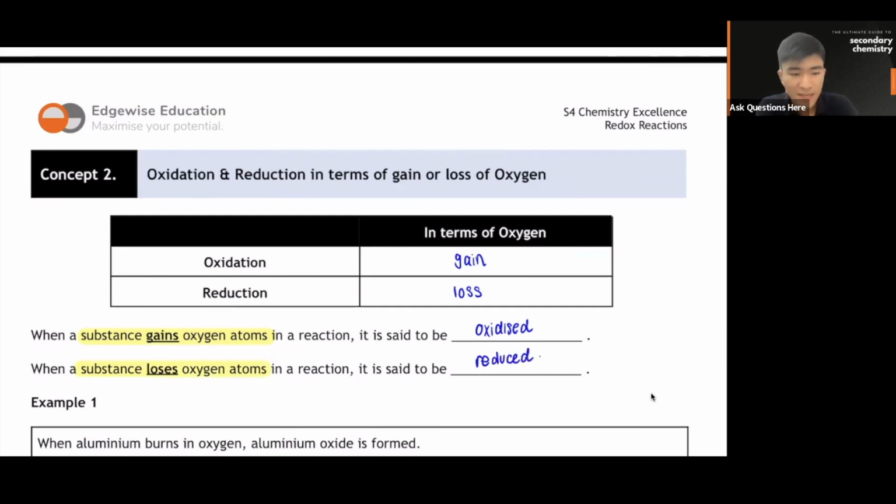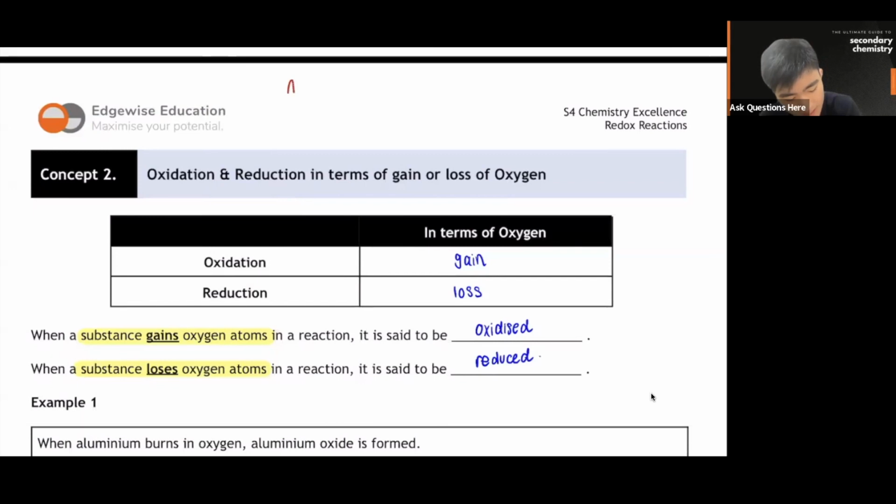Okay, so far? So when it gains oxygen, we say that it is getting oxidized. And when it's losing oxygen, we say that it is reduced. So I'm going to give you a very simple analogy over here. Okay, let's find an empty space at the top over here. Let's write this down together.